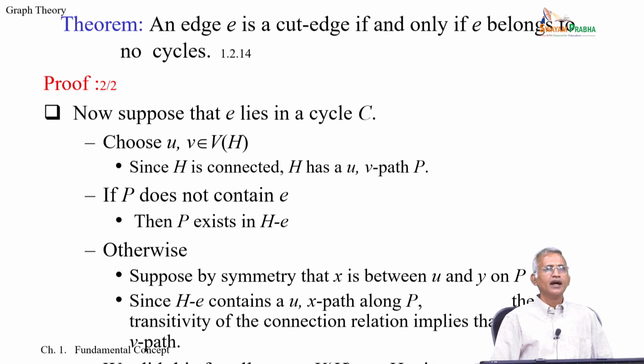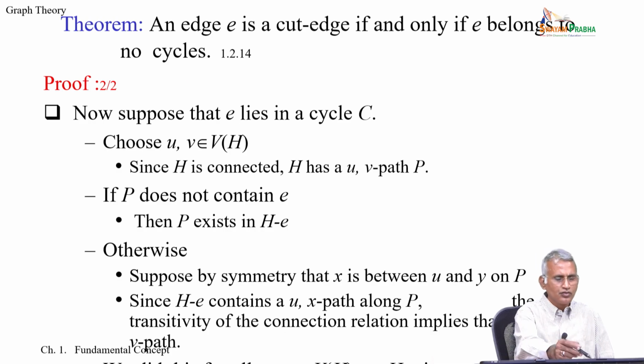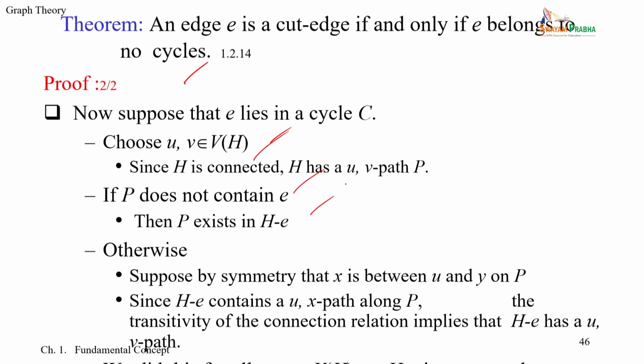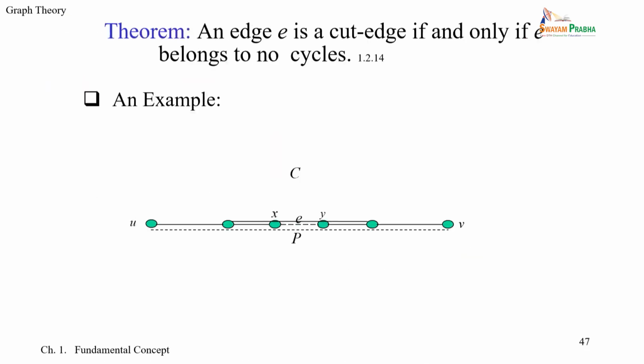Next theorem: an edge E is a cut edge if and only if E belongs to no cycles. Choose the edge E that lies in the cycle, and u,v in V of H. H is connected, so H has a u,v path P. If P does not contain E, then P exists in H minus E. Otherwise, by symmetry, x is between u and y on P, and H minus E contains a u,x path along P. The transitivity of the connection relation implies H minus E has a u,v path.